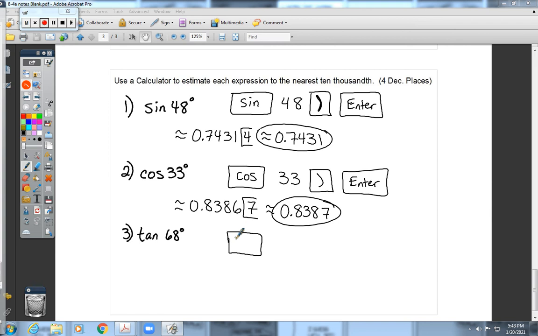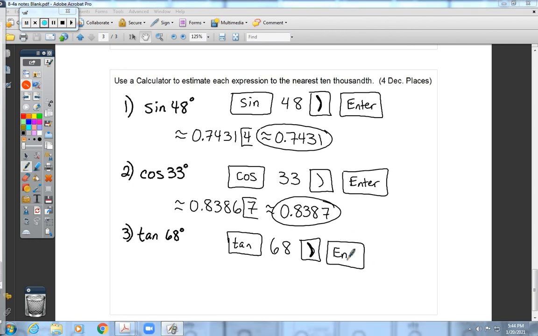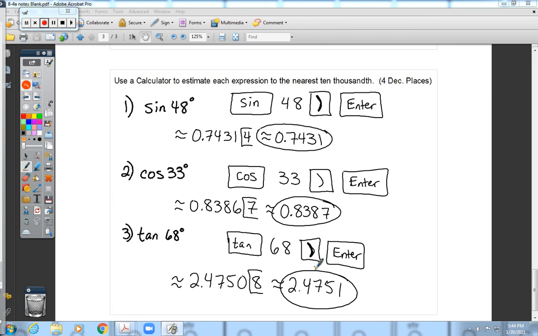Finally, for tangent of 68 degrees, we type in tangent 68. Again, get used to closing those parentheses, and then hit the enter button. So tangent of 68. Now, that number is 2.4750, and that 100,000th digit is an 8. So again, that 8 is bigger than 5. That tells us we need to round 0 up to approximately 2.4751 for our answer. Your calculator is capable of finding the sine, cosine, or tangent of any angle you type in, accurate to as many decimal places as your calculator will show.